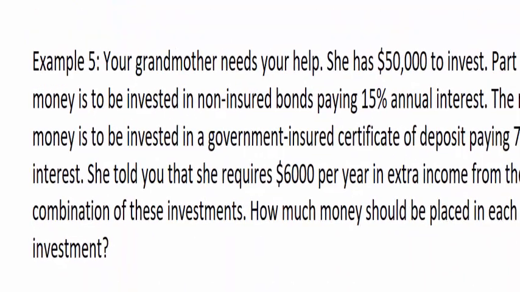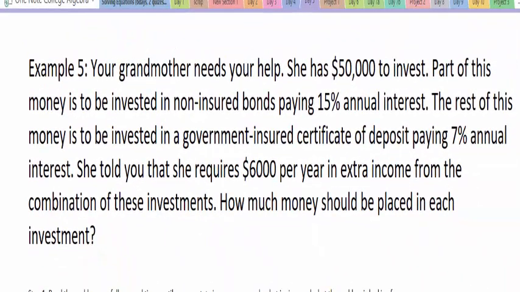Alright, let's do another one. Your grandmother needs your help. She has $50,000 to invest. Part of this money is to be invested in a non-secured bond, paying 15% annual interest. Annual is an important word, meaning every year.